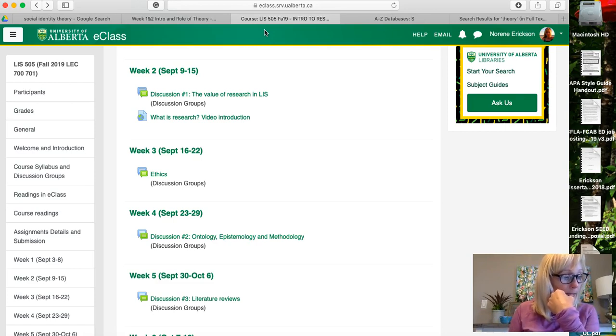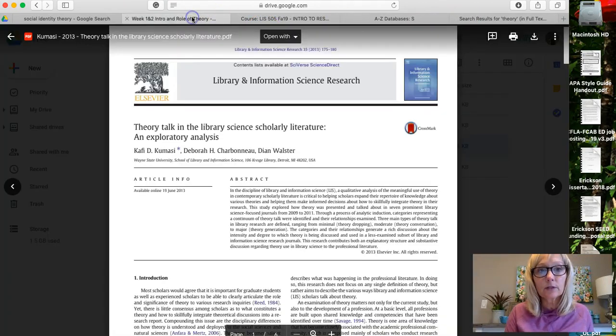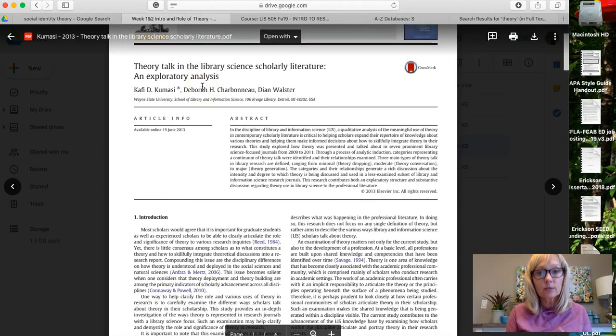Okay, so back to Kamasi's article. It shows that the use of theory, in Kamasi's article, is very interesting. The article shows, in their research of a bunch of different studies in LIS research, they looked at how theory was used and talked about in all of those articles, and it ran the gamut from just theory being talked about, basically name dropping of a theory, but not really used or applied in the research, all the way to theory generation or the development of a theory.